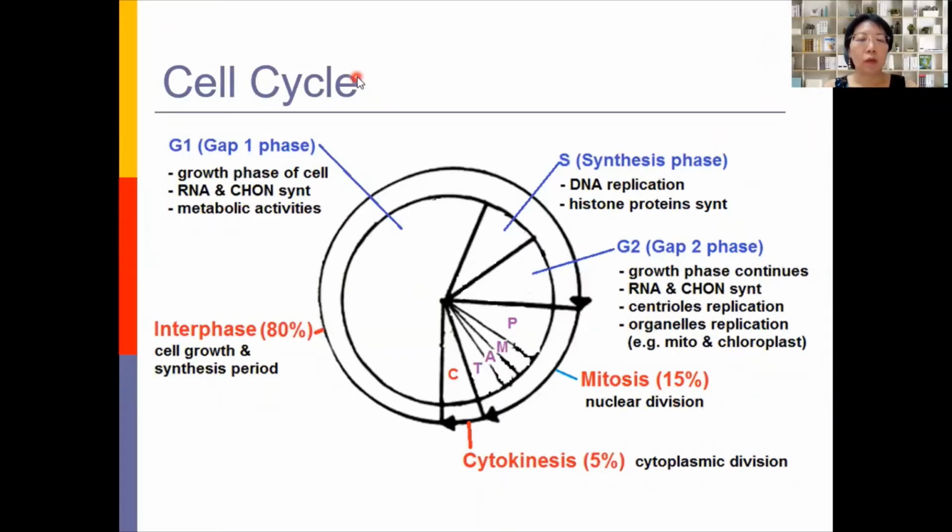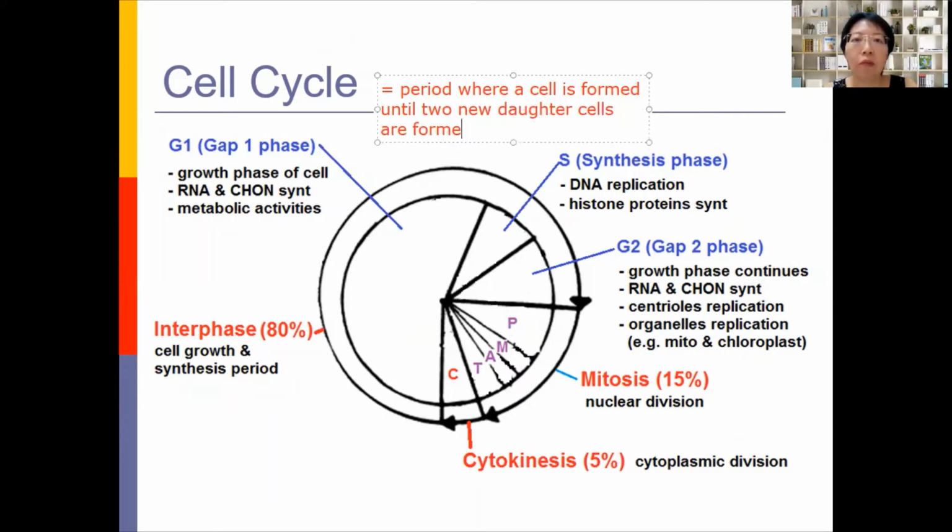Now, we're going to look at the cell cycle, and then we're going to look at mitosis, which is part of the cell cycle. So what is a cell cycle? It's a period from when a cell is formed until two new daughter cells are formed. From the time a cell is formed until it divides into two daughter cells is called a complete cell cycle.